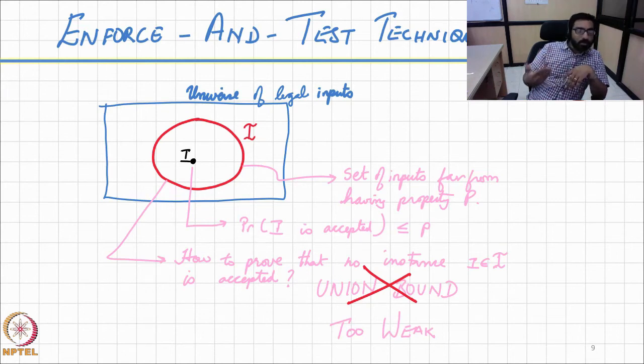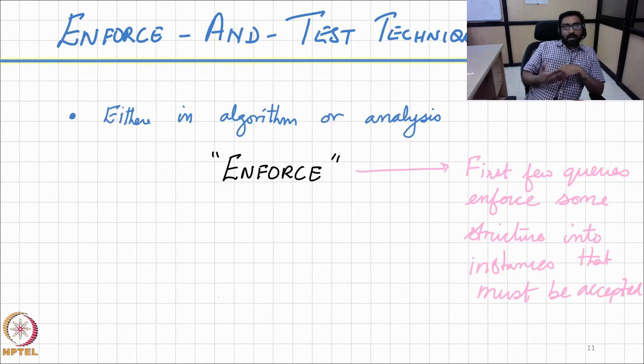So this is just a motivation for why we need the enforce and test technique, because now we ask, what do we do? We seem to be stuck. So let's think about this. The way we get around this is, as we did in the balls and bins case, first try to enforce some structure. And this can either be done in the context of the algorithm itself, so if the algorithm does it, we can think of it as an explicit enforcing of the structure. Or it could be done in analysis, where it's a little bit more implicit.